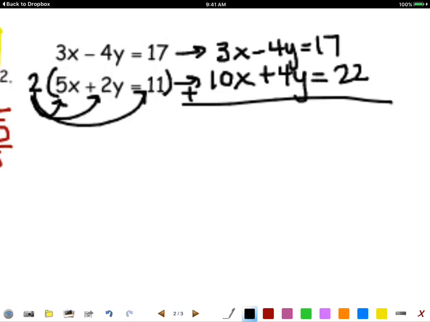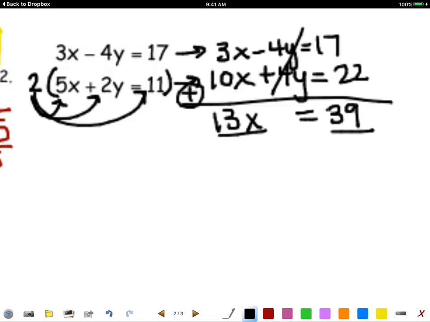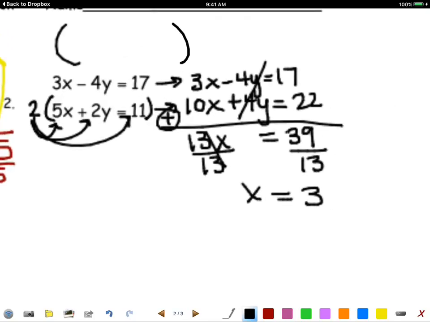Now we can add these together. 3x and 10x is 13x. -4y and +4y, 0. 17 and 22, 39. Okay, what do I do now? Divide by what? 13. So Corbin, x equals 3. Good. So we need to set up our parentheses. We put our x and then our y, and that 3 goes under the x.